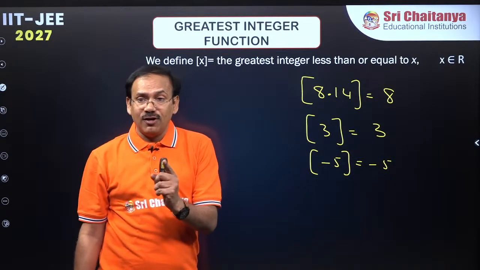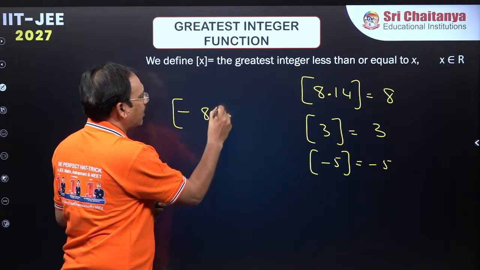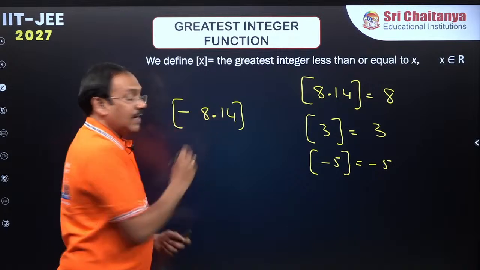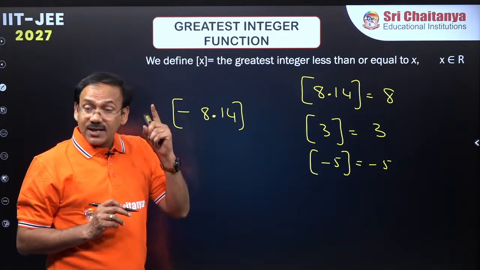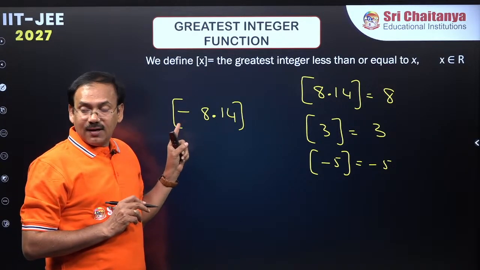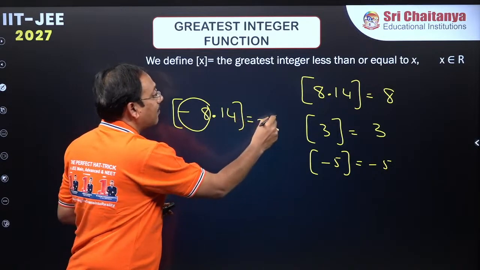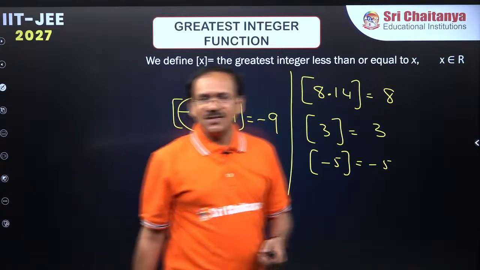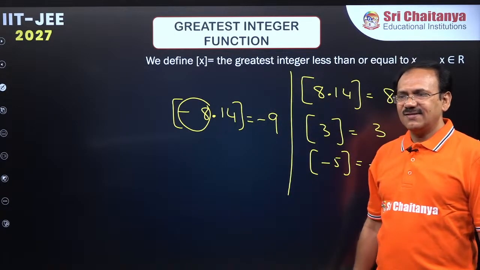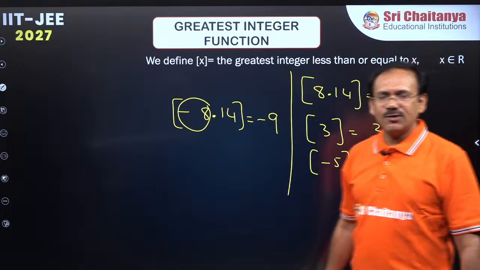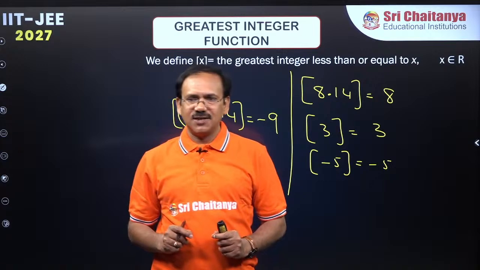But be careful. Step of minus 8.14, a negative non-integer. If it is step of a negative non-integer, it is not 8, my dear friends, it is minus 9. Hope you understand this. Clear everyone? Thank you very much. If you know this point, that means you understood the definition of the greatest integer function.